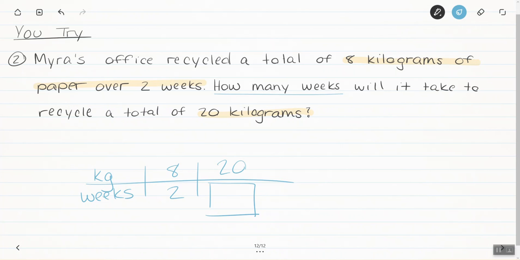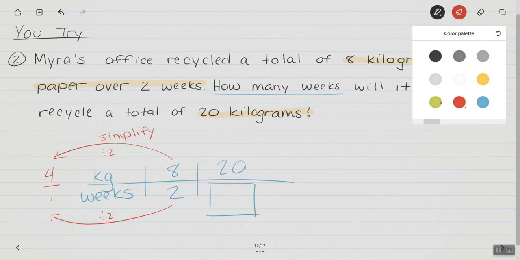Now, I need to figure out what to do with this ratio table. I can't move forward from 8 to 20 because something times 8 does not make 20, so that's not going to work. So again, I need to simplify. So I'm going to move this ratio backwards and simplify. So what do 8 and 2 both simplify by? Well, I can divide them both by 2. And if I divide them both by 2, I get 8 divided by 2 is 4, and 2 divided by 2 is 1. So I get a simplified ratio of 4 over 1.